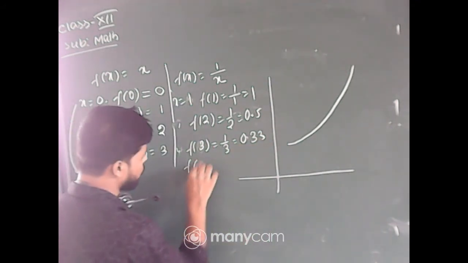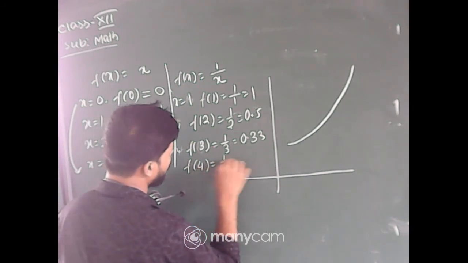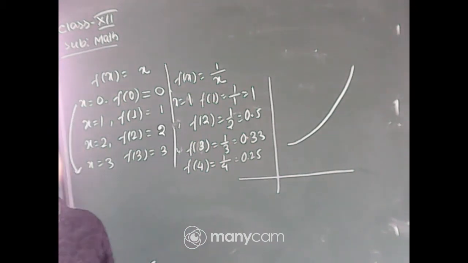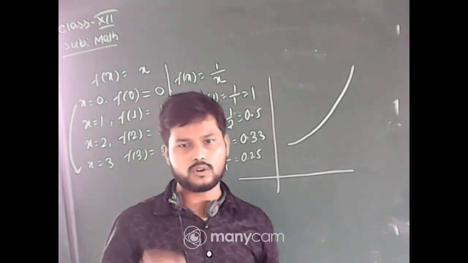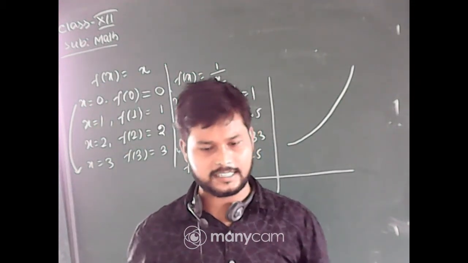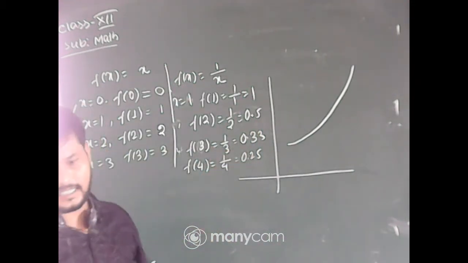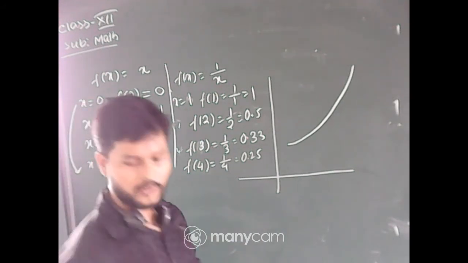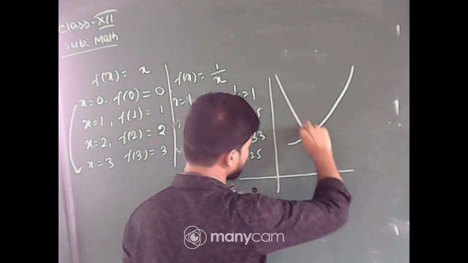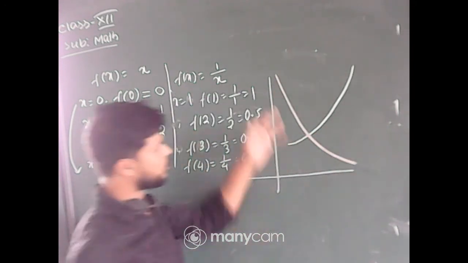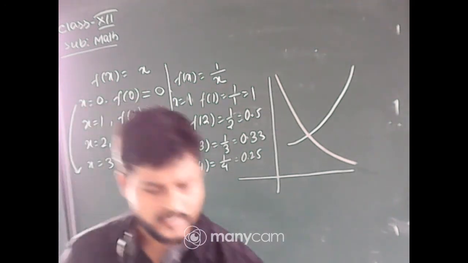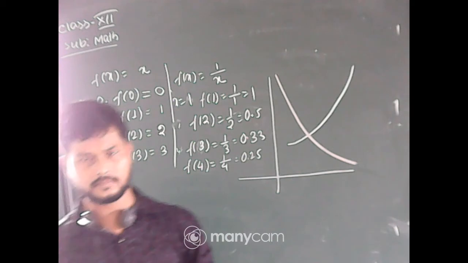If I put f of 4, it is 1 by 4, that is 0.25. So when we increased the value of x, the corresponding value of y or f of x is decreasing. So this type of function is called a decreasing function. And if we draw the graph of any decreasing function, it will be like that. The value of the function will gradually decrease. Okay, understood? What is the increasing function and decreasing function?